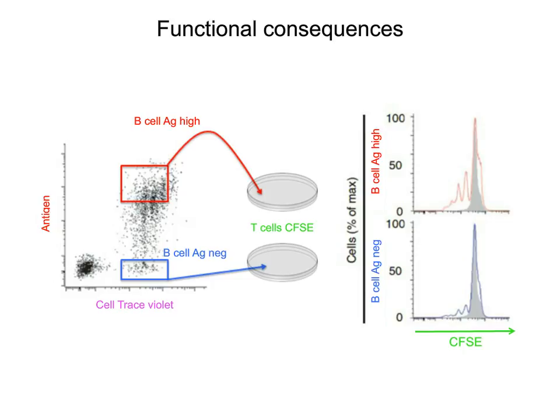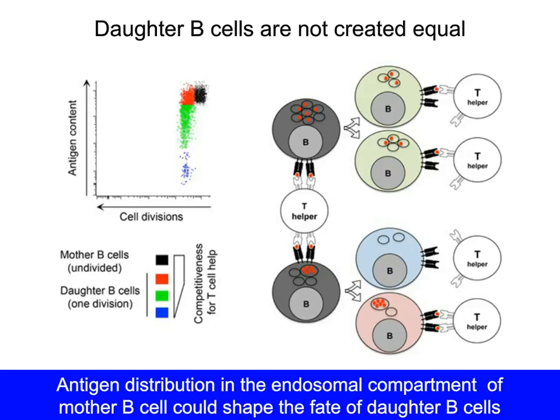Because the different daughter B cells, the green at the top of the slide and the blue and red at the bottom of the slide, have inherited a different amount of antigen from the mother B cells. They have different efficiency in interacting with T cells. And therefore, in that sense, we can say that it is the way the antigen is distributed within the endosomal compartment of mother B cells that decides the fate of daughter B cells, which are therefore not created equal.